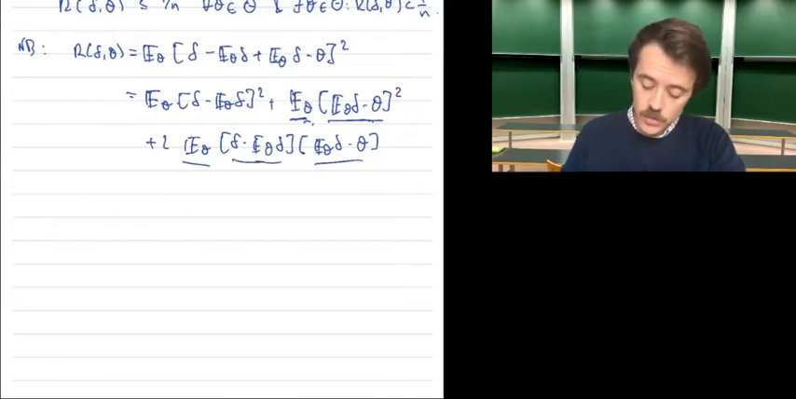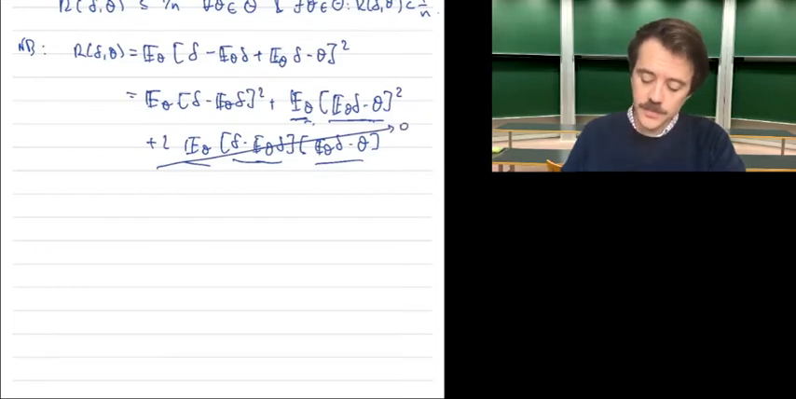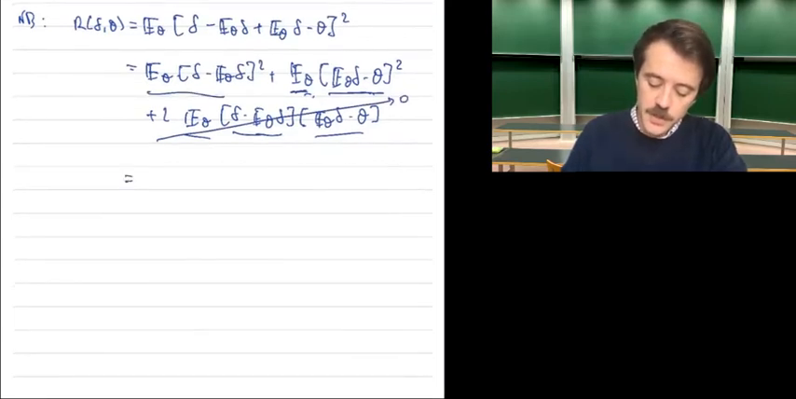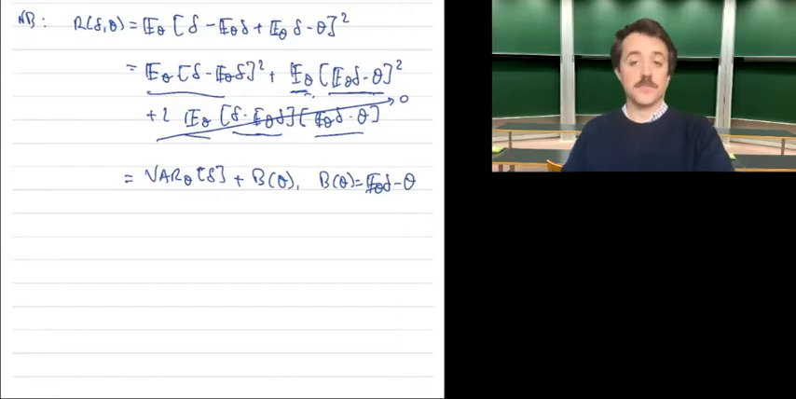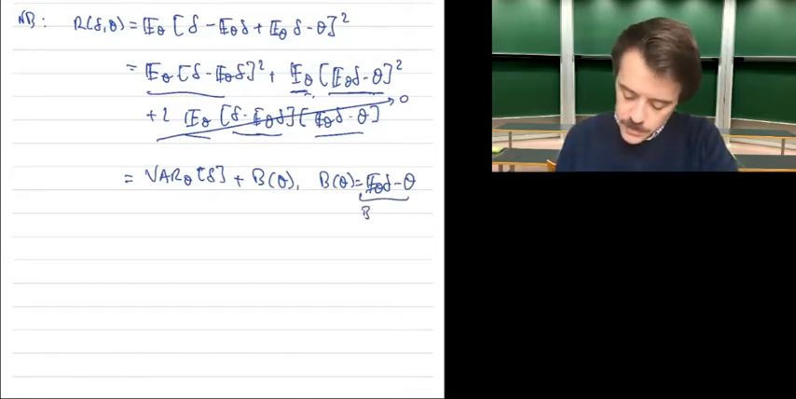So essentially what we have is that this is 0, and the first term in here is the variance under theta of delta. And the second term, as I just argued, is just the difference between these two quantities. So let me write directly B theta, where B theta is no more than the difference between these quantities. So this is the bias, basically.